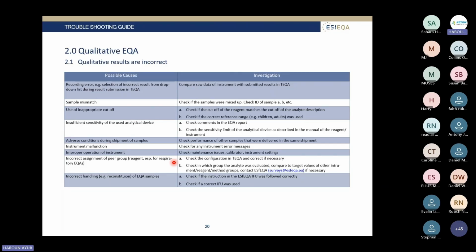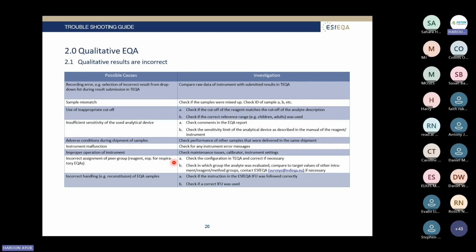So remember, when you're submitting it, you usually are asked to print your raw data to confirm what you had submitted and also to confirm your results. Raw data is when you submit your results, you click the print your results tab. That's very important so that you can check, did I put positive instead of negative, and so on. Sample mismatch, in case you mix the samples.